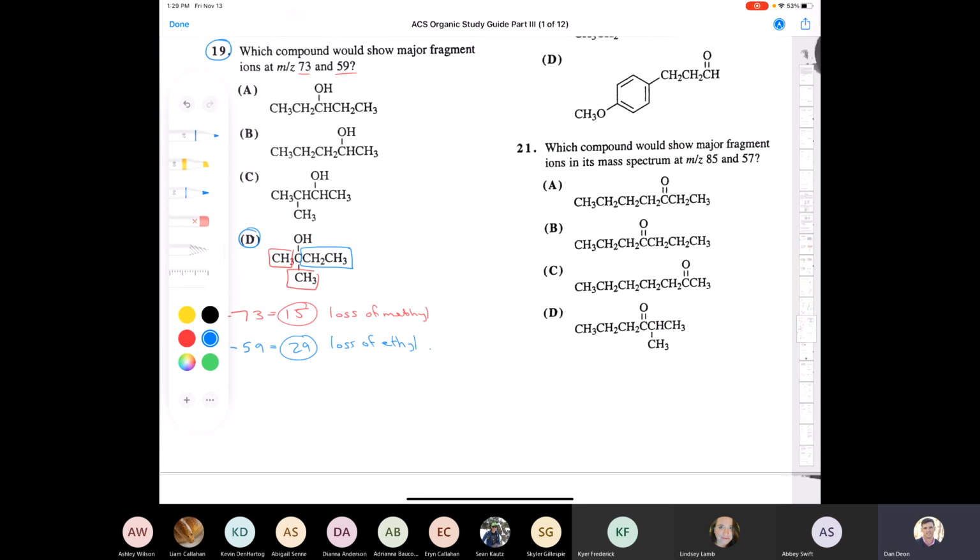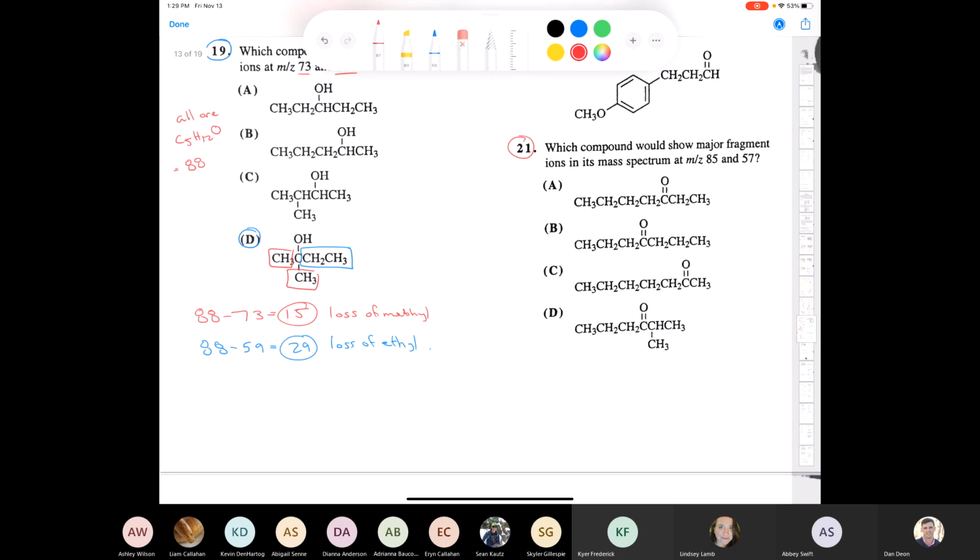Number 21 is another mass spec problem. Which compound would show fragment ions in its mass spectrum at 85 and 57? Well, again, these all have the same molecular formula. All are C7H14O. And so they all have a molecular ion at 114. Okay, well, if I take 114 and I lose 85, what do I have? 29. That's going to come from the loss of an ethyl.